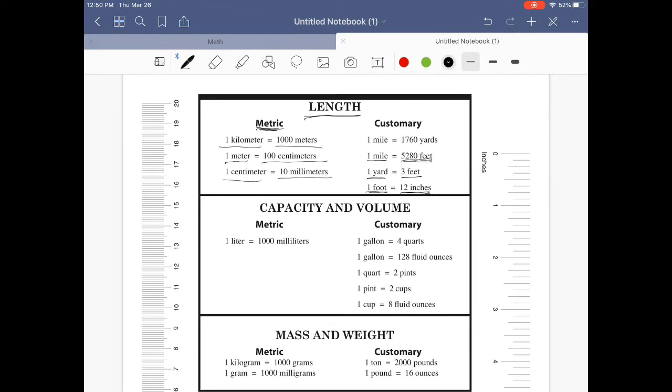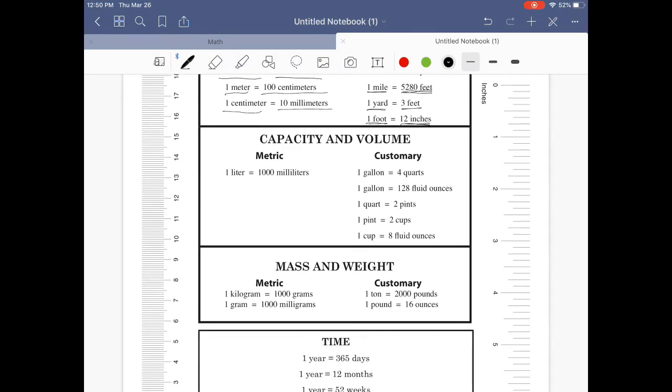We jump down to capacity and volume. With capacity and volume, we have the metric and the customary again. Metric we do see at the store. So for metric and capacity, measuring those liquids, we have that 1 liter equals 1,000 milliliters. So you can buy a 1 liter bottle of soda. You can also buy a 2 liter. Those are the big bottles of soda at the store. So that's when we're talking about liters.